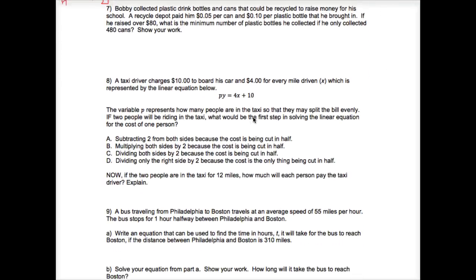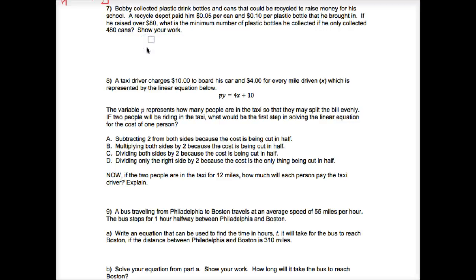All right, number 7, about our friend Bobby collecting plastic drink bottles and cans. It says the depot's paying him 5 cents per can and 10 cents for a plastic bottle. If he raised over $80, what is the minimum number of plastic bottles he collected if he only collected 480 cans? It says to show your work. So I wrote an inequality because it said minimum, but you can also use an equation here. That would be acceptable. We know how many cans he has, and we know how much he's paid for them.